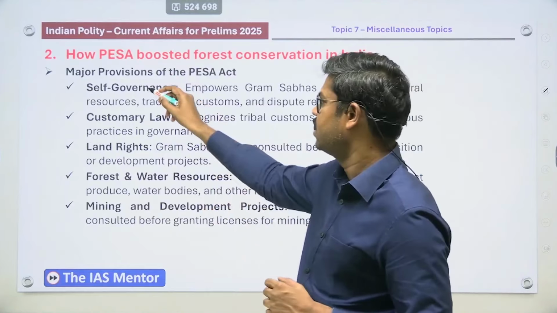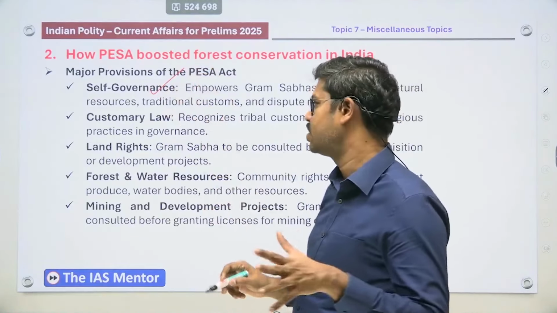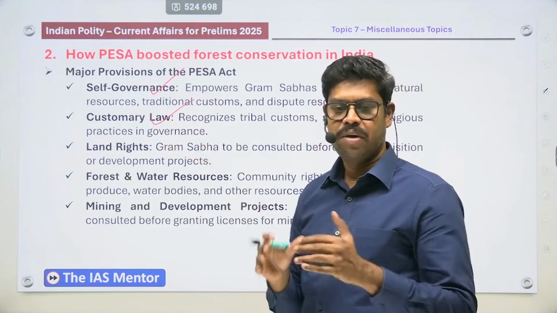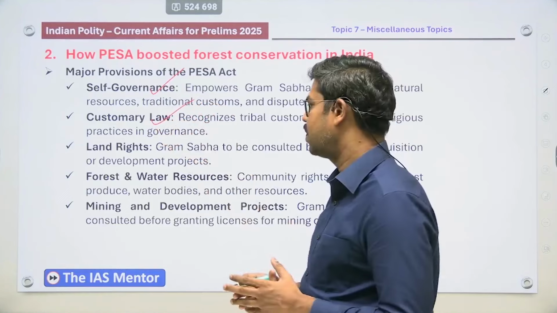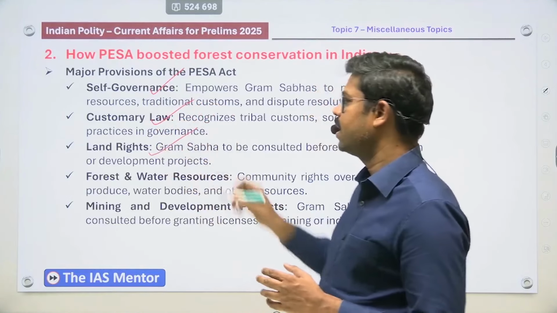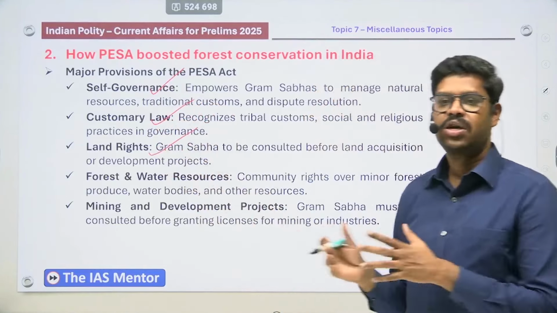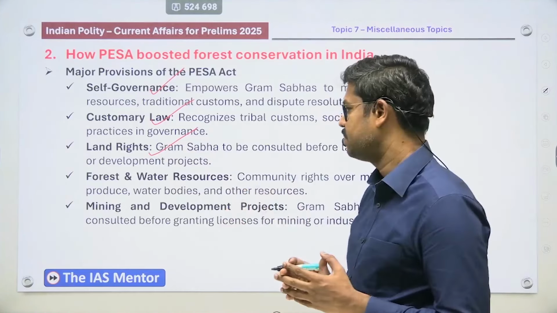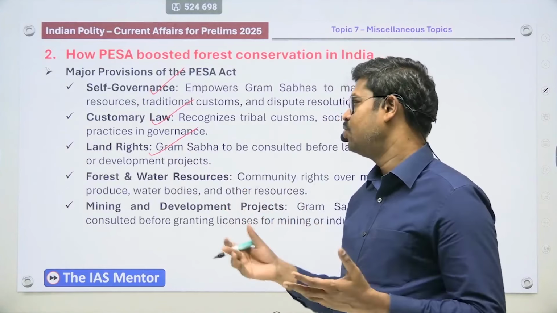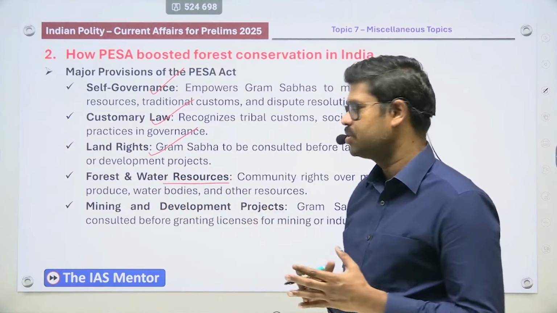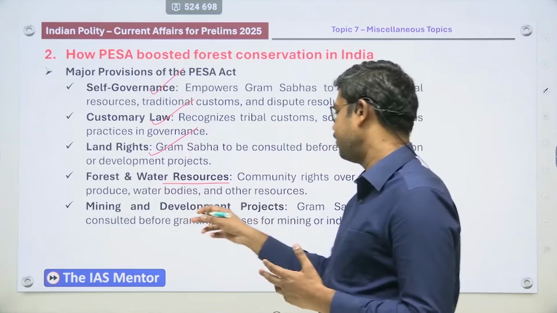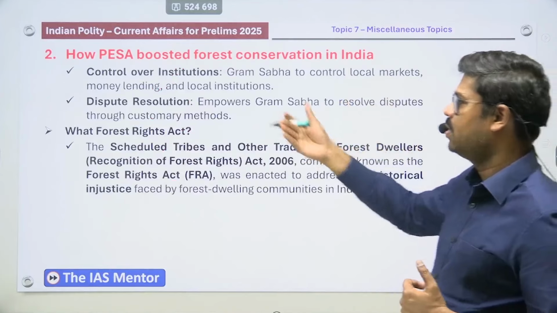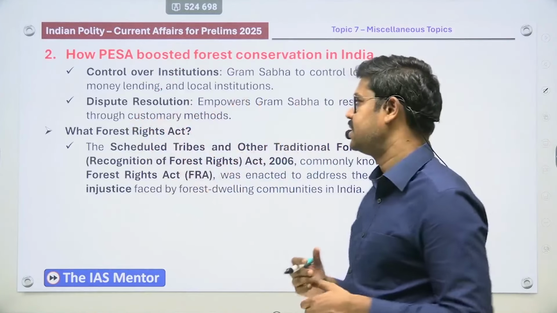It ensures that there is self-governance in the Schedule 5 areas. It ensures that the customary laws are recognized by the local governance in that particular area. It also ensures that an element of land rights is given, so that outsiders cannot come and take the land, and to that extent the Grama Sabha is given such a power. It empowers them to take care of their forest and water resources, mining and developmental activities. All these powers are conferred upon the Grama Sabha by the PESA Act.